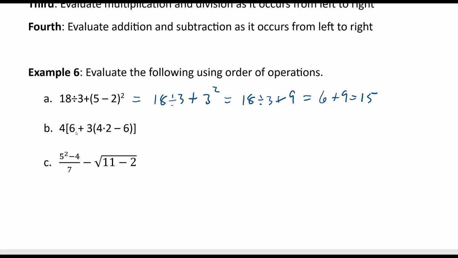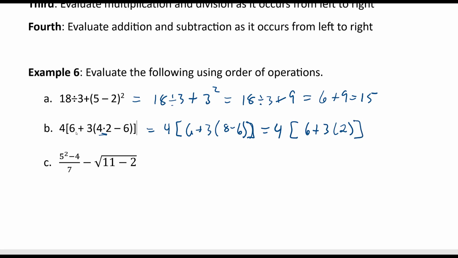Okay, so let's do this multiplication first. So we have 4 times 6 plus 3 times 8 minus 6. This should be a bracket. So 4 times 6 plus 3 times 2. 8 minus 6 is 2. Now we'll do this multiplication. So we have 4 times 6 plus 6. 3 times 2 is 6. So it's 4 times 12, which is 48.